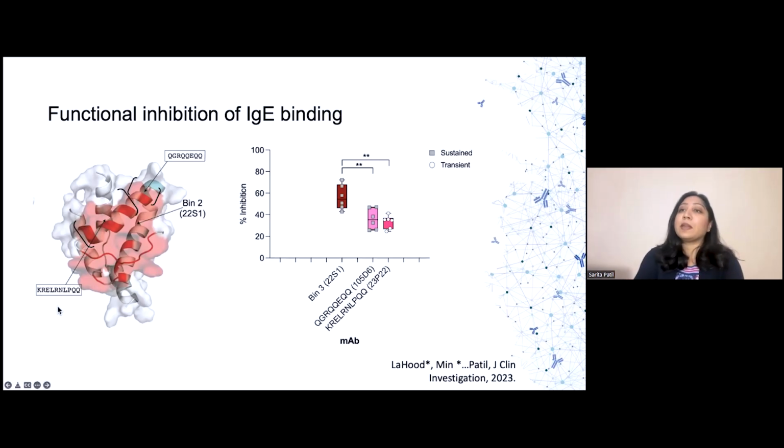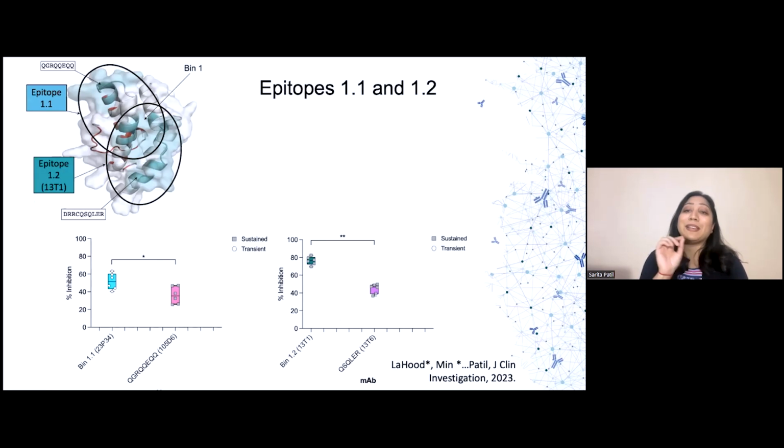So here are the antibodies that recognize the bin3 epitope. This antibody recognized the entire bin3 epitope shaded in red here. And there are 2 sequential epitopes boxed in here that also recognize an overlapping region. You can see that this monoclonal antibody can block significantly more polyclonal IgE than these 2 antibodies that recognize the overlapping sequential epitopes. We found the exact same phenomenon again in epitopes 1.1 and 1.2.